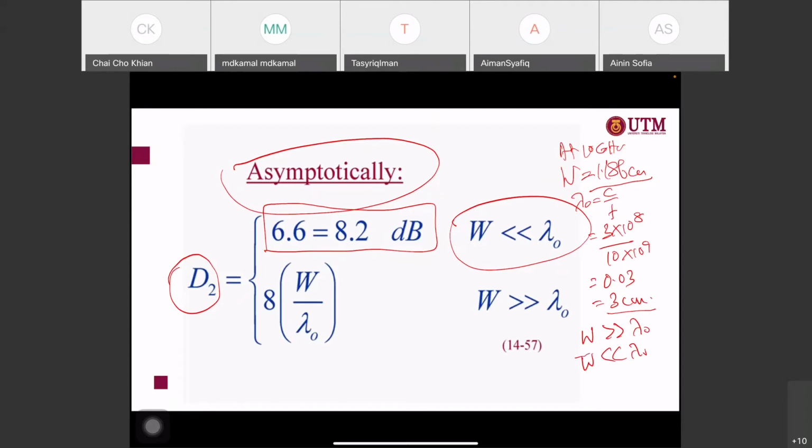So W is less than lambda naught. If your W is less than lambda naught, you have to use this directivity. The directivity is actually 6.6, so it's roughly about 8.2 dB here. Once you do the simulation, sometimes you get a lower value because you have some tangent losses of your dielectrics. That's why your gain G is efficiency multiplied by D.